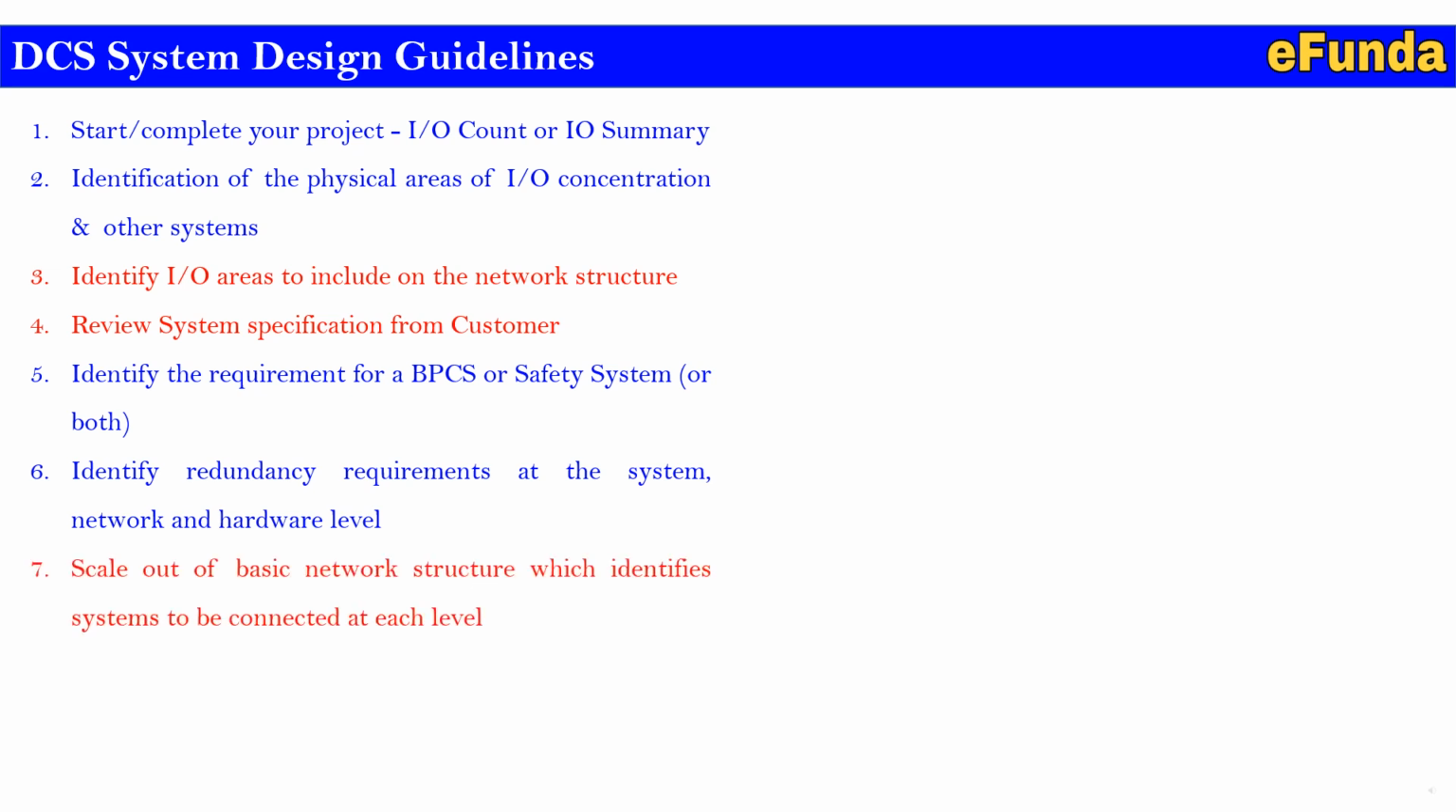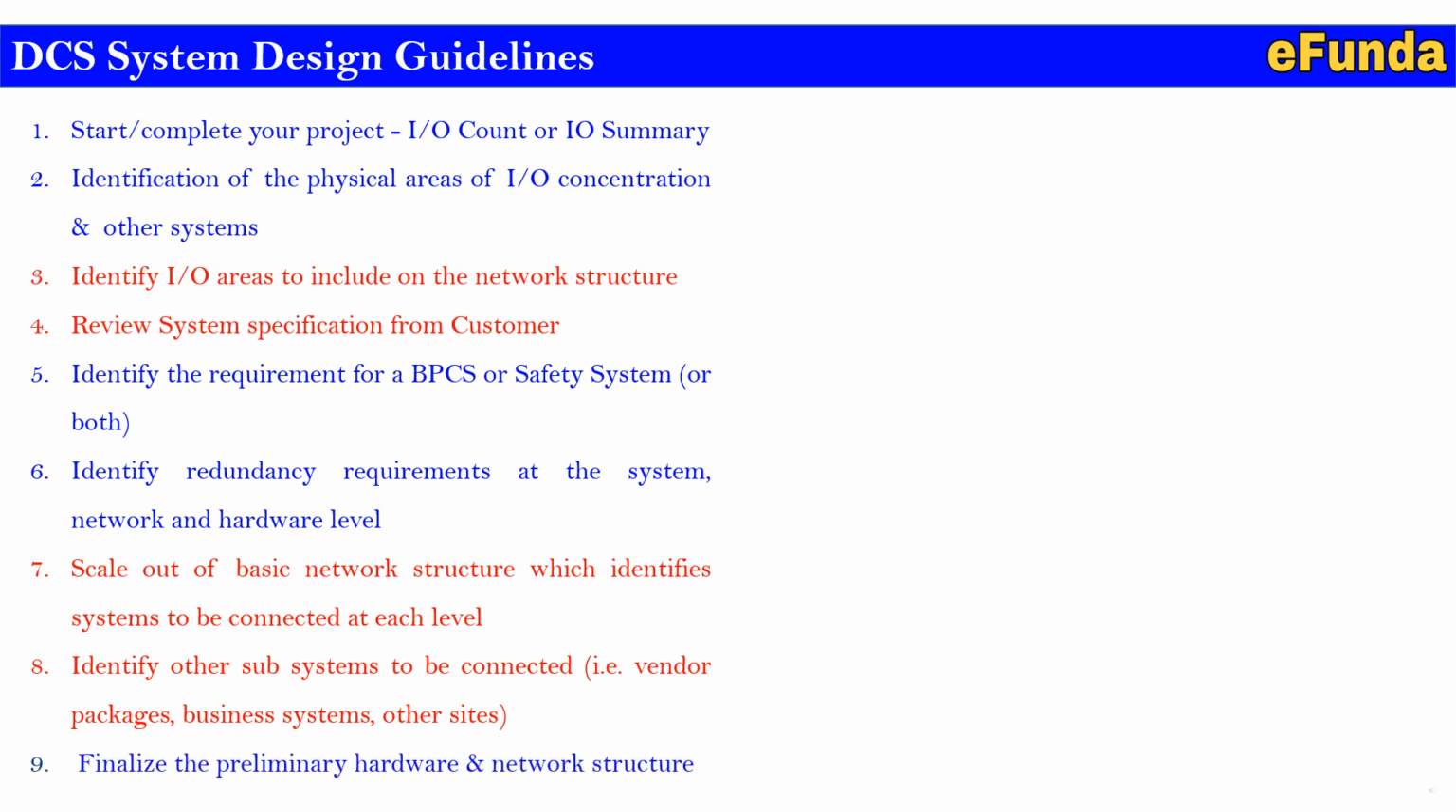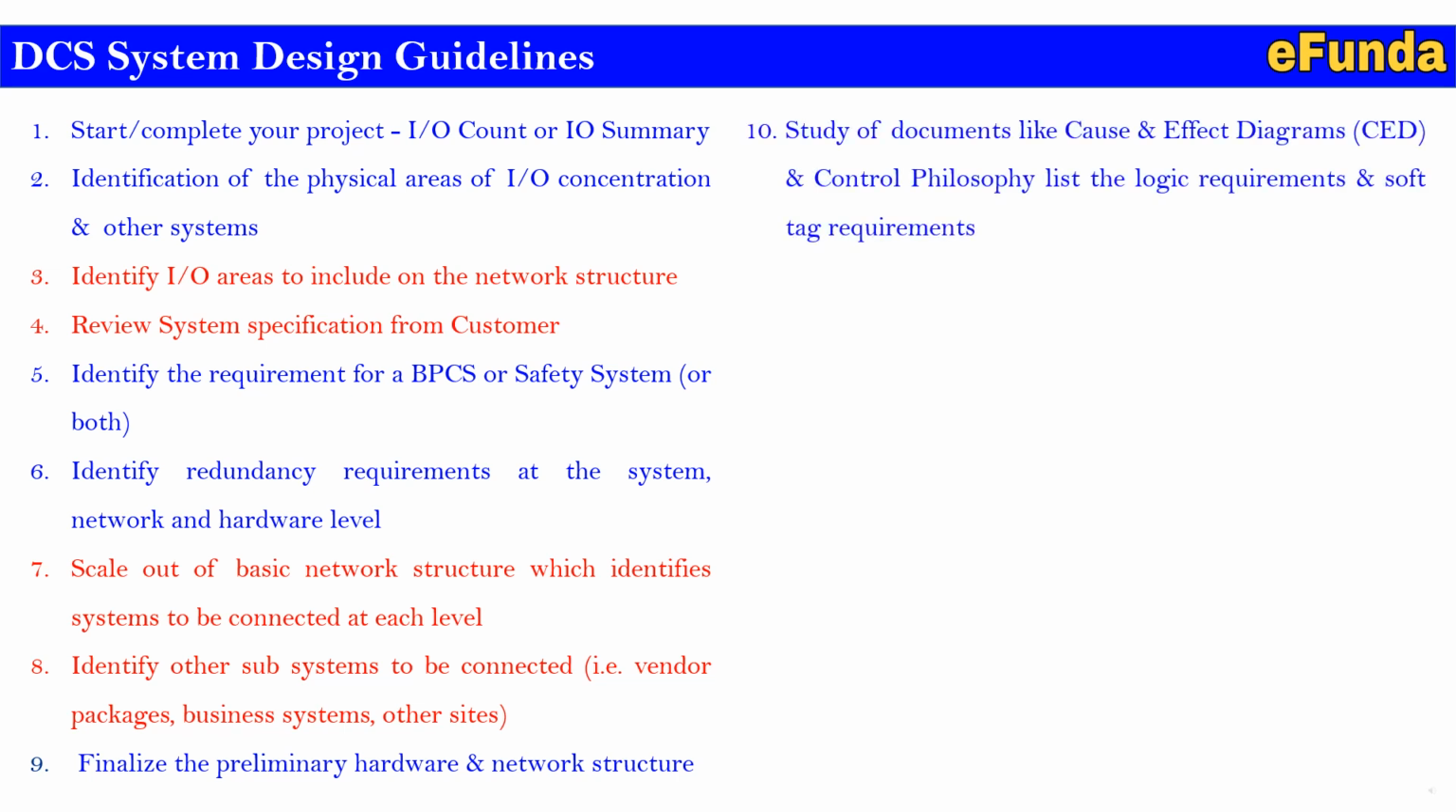Seventh, scale out of a basic network structure which identifies system to be connected at each level. Eighth, identify other subsystems to be connected, that is vendor packages, business systems and other sites as well. Ninth, finalize the preliminary hardware and network structure. Tenth, study of documents like cause and effect diagram, that is CED, and a control philosophy. List the logic requirement and a soft tag requirement.